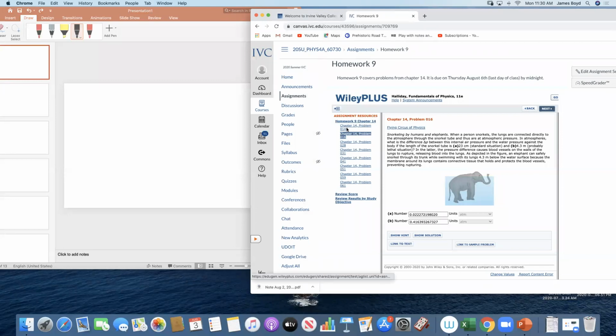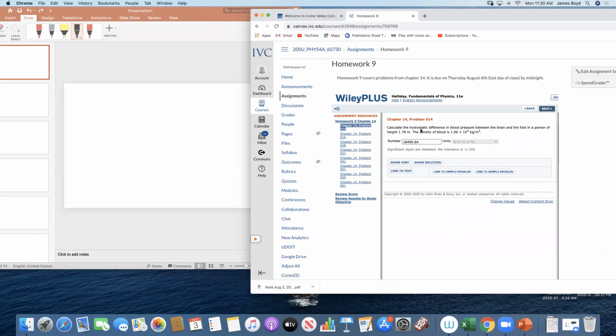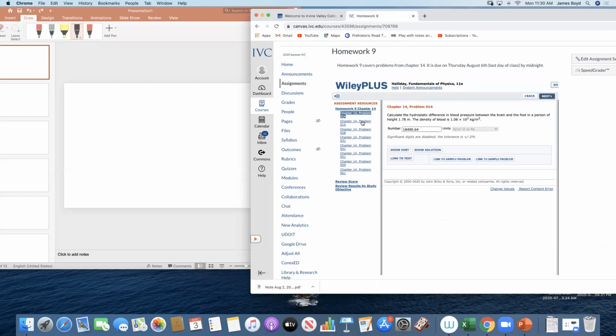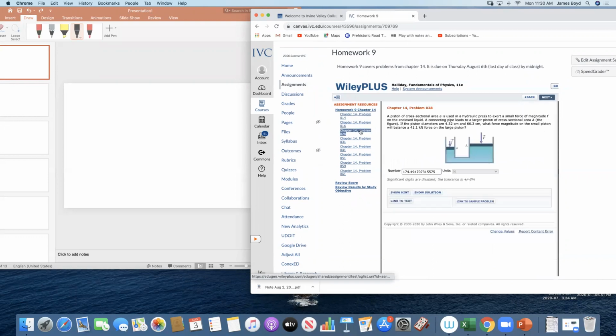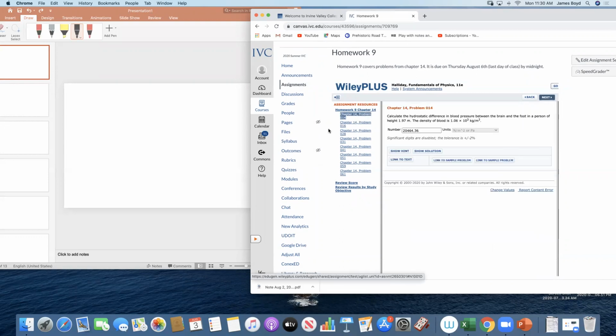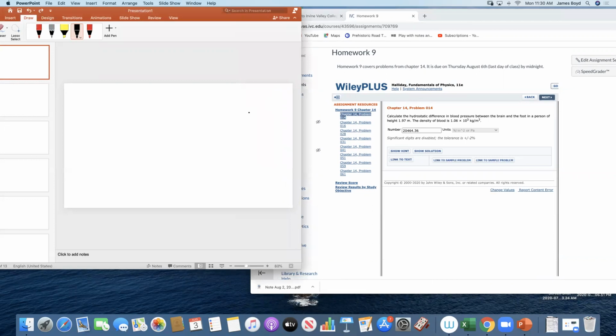So these first two chapter 14 problems, one is the hydrostatic difference in blood pressure of a human body. The second one's this elephant. I don't know what the third is. The third is Pascal's. So in these problems, and really in the final exam with the volcano, the first part of that problem, you had to find a pressure difference.